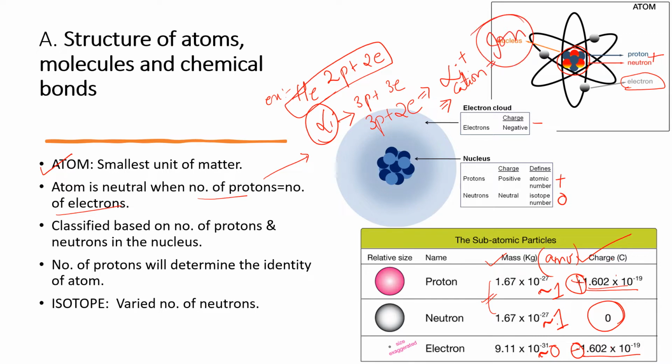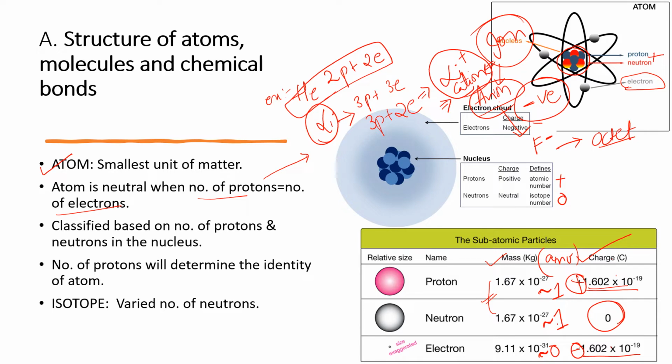So ions are of 2 types, one is cation and the other one is anion. Anions are negatively charged and cations are positively charged. An atom becomes a cation when it loses an electron, and an atom becomes an anion when it gains an electron. So an example of an anion can be fluorine. Fluorine gains 1 electron to attain the octet configuration.